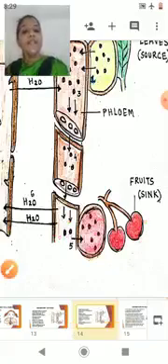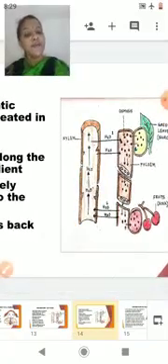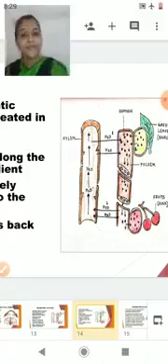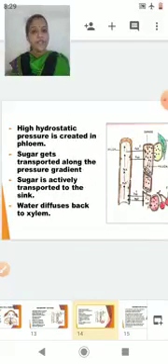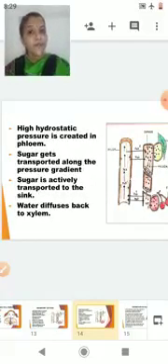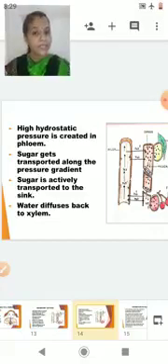So what will happen? Since the water is more here in the phloem now, water will once again diffuse back into the xylem. High hydrostatic pressure is created in the phloem because of sucrose and water. Sugar gets transported along the pressure gradient, that is from a higher pressure gradient to a lower pressure gradient.